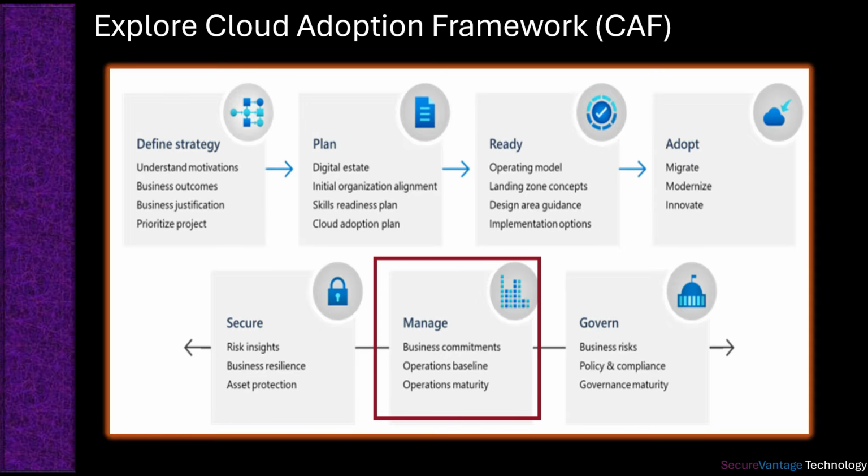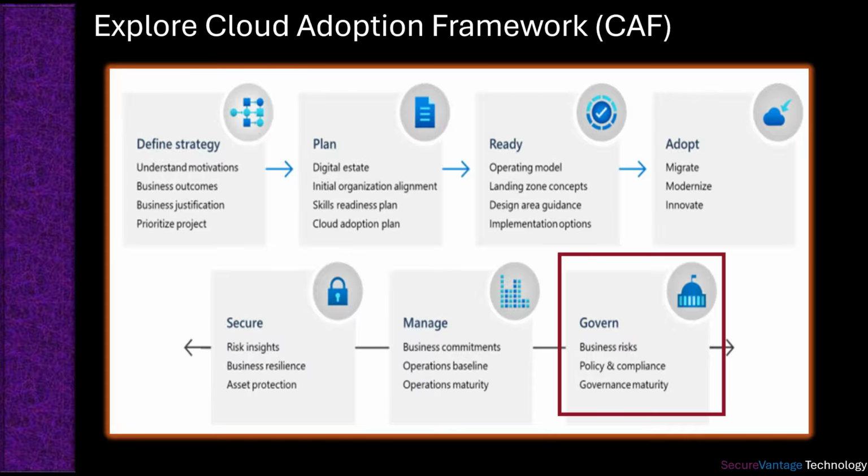In the manage phase, the cloud architect will set up operations management practices including monitoring, logging, and incident response. They will plan for disaster recovery and business continuity to minimize downtime and data loss. They will also implement cost management practices to monitor and optimize cloud spending. In the govern phase, the cloud architect will implement governance policies to ensure compliance with industry standards and regulatory requirements. They will establish security controls to protect data and applications in the cloud. They will also ensure consistent management and operations across all cloud resources.